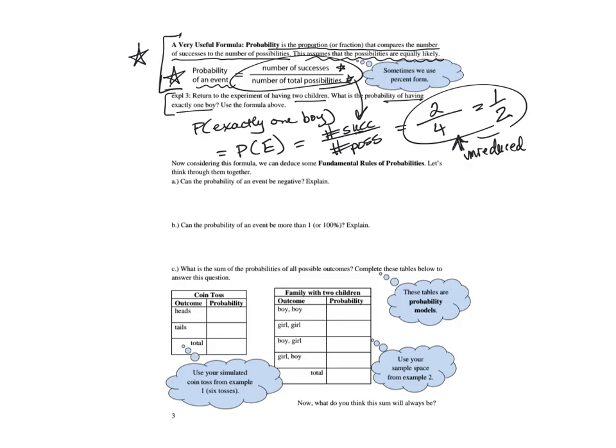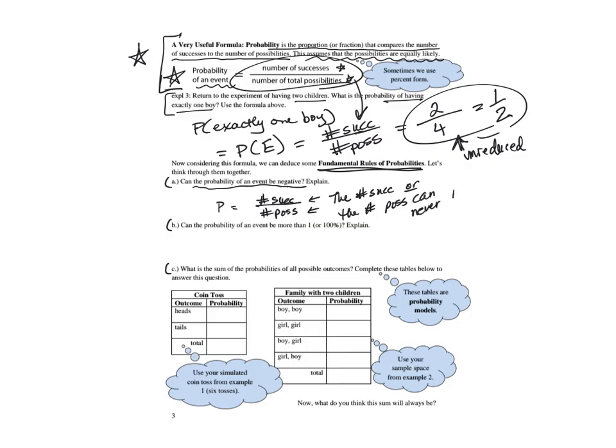Let's look at the next thing, which is deducing 3 important rules, and they are called the fundamental rules of probabilities. Let's look at them together. Can the probability of an event be negative? Think about this. The probability of something happening is number of successes over number of possibilities. If this were to be negative, then that would mean one or the other of these were negative, and that just can't happen, right? The number of successes or the number of possibilities can never be negative themselves. So, probability can never be negative.